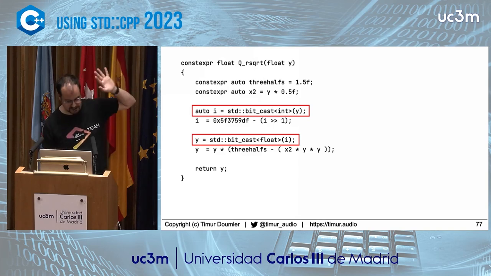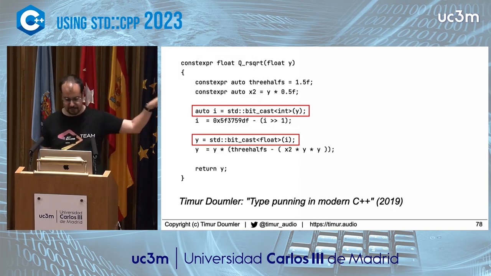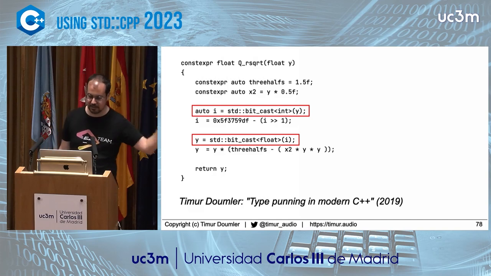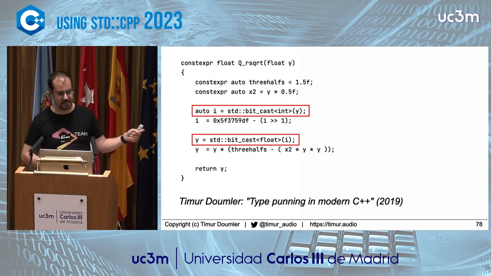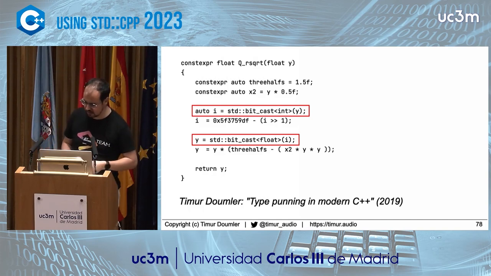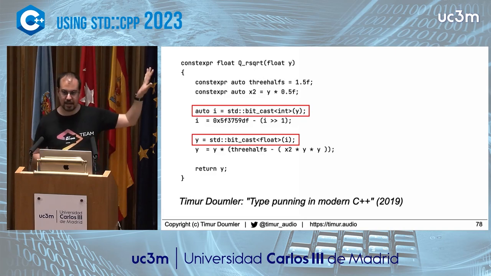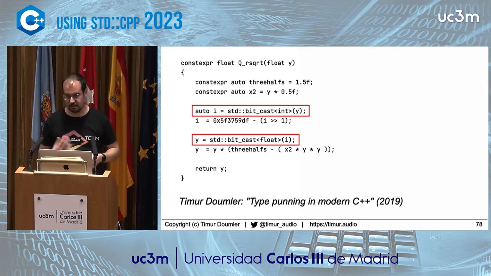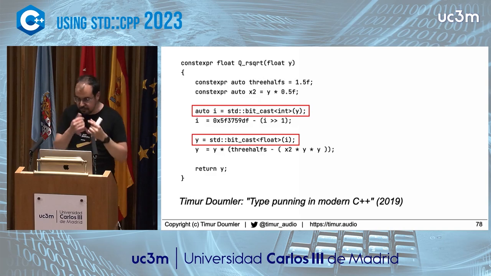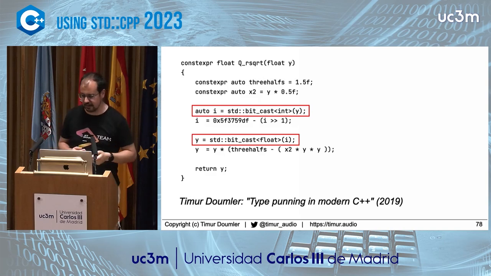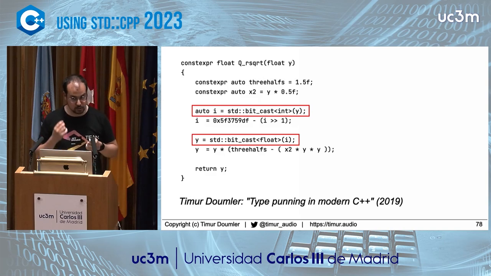I have a talk just about this. It's called Type Punning in Modern C++ from a few years back, where I talk about bit_cast and other ways to do this stuff safely. And so if you're playing this game, which you have to do a lot in low latency programming, where you're doing bit fiddling and this kind of stuff, if you don't want to introduce UB into your code, you really have to know the language rules really well.